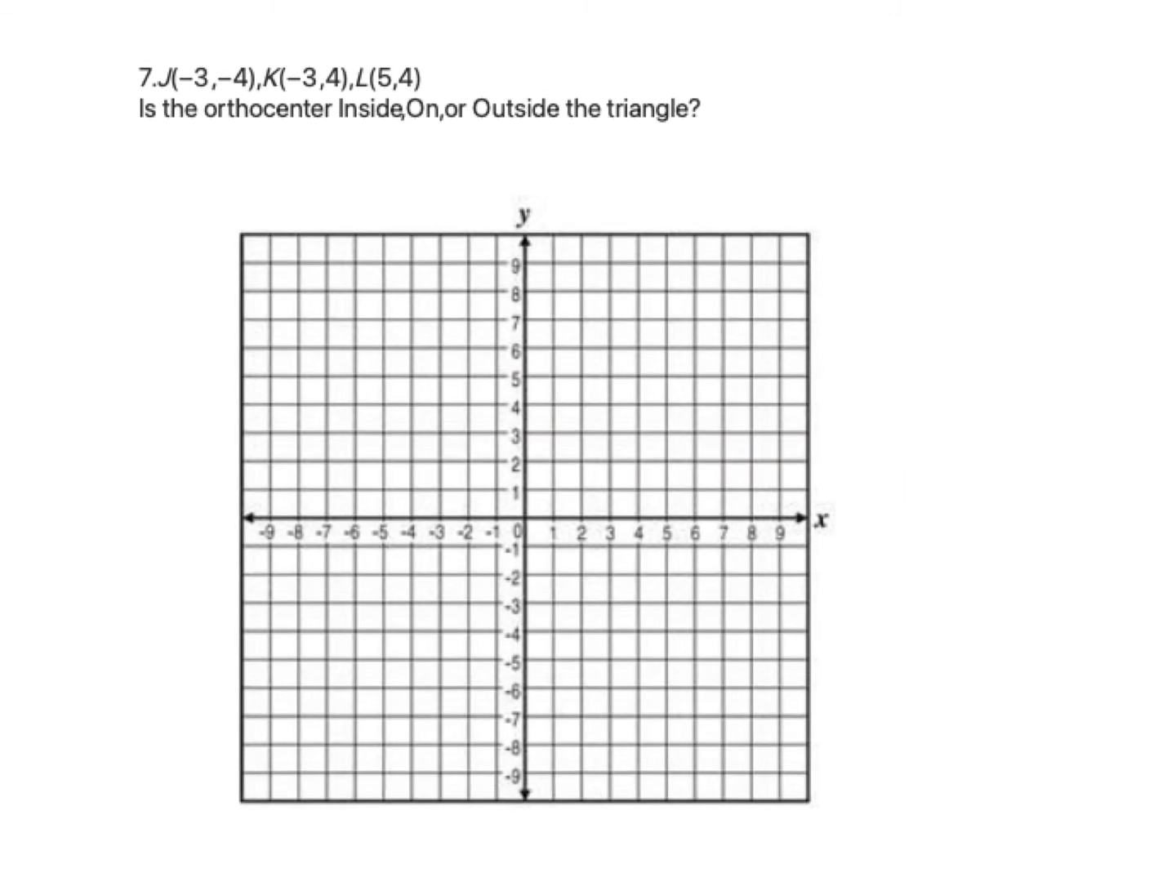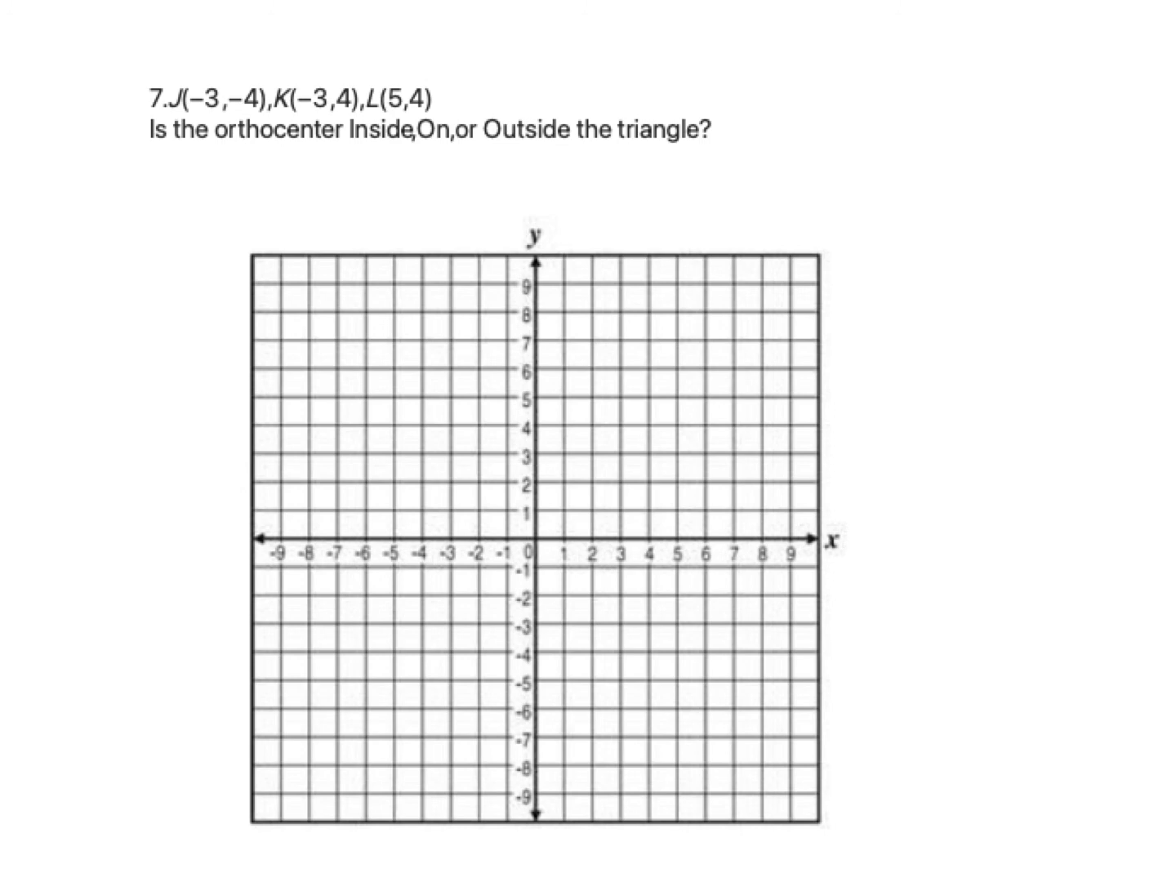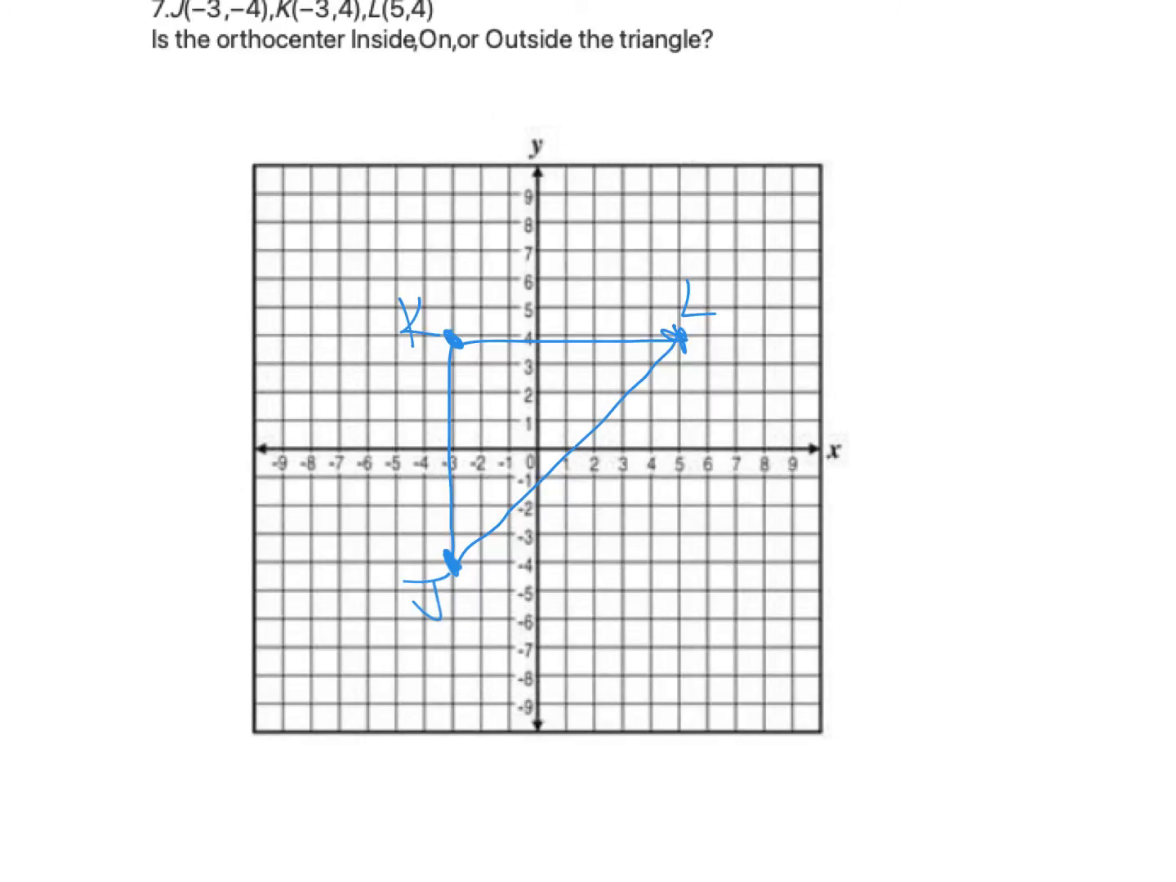Okay, last one here. We're going to plot this triangle. Okay, so I went ahead and plotted that triangle, and we want to know, is it obtuse, acute, or right? Well, as I'm looking at angle K, I notice that it is right on a square corner here, where it is exactly 90 degrees, so I know that this is a right triangle, and if it is a right triangle, then that orthocenter would be on that triangle.